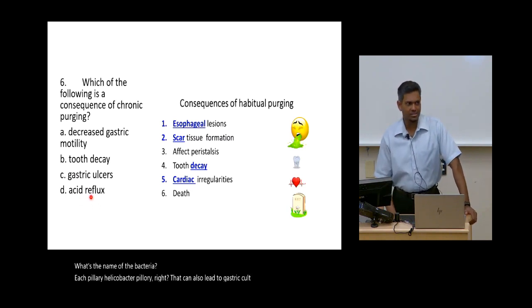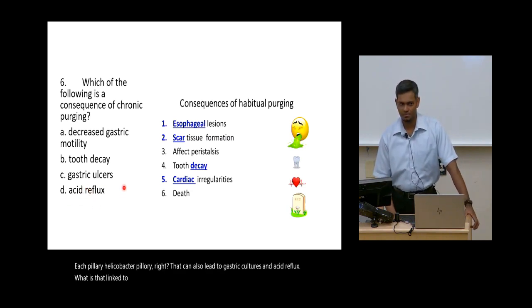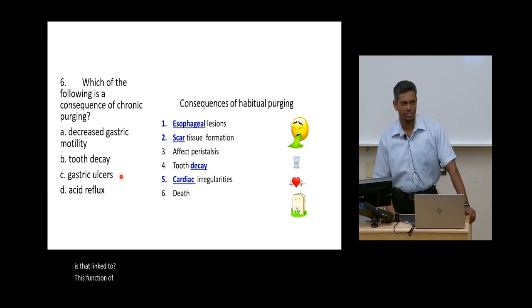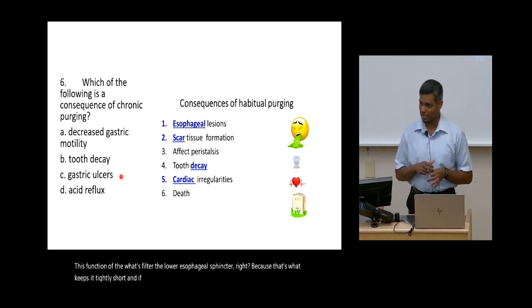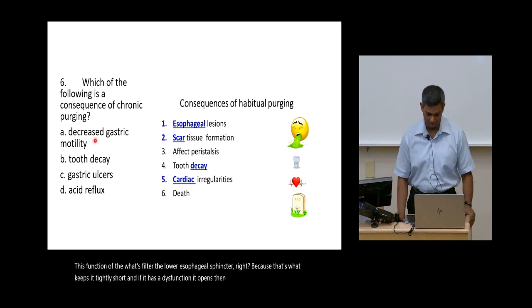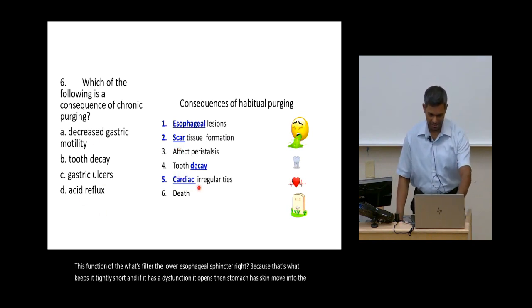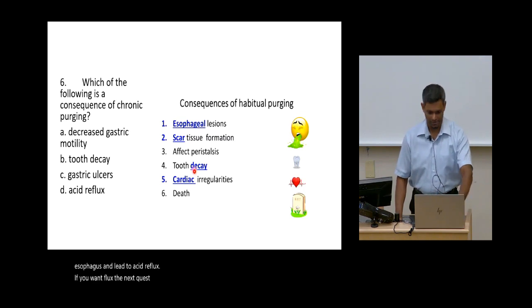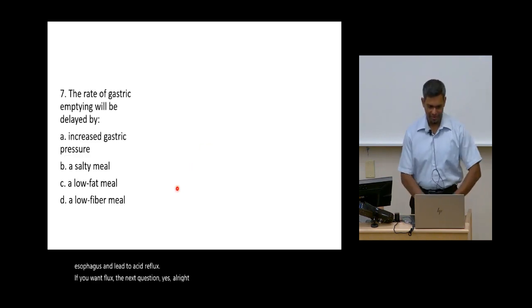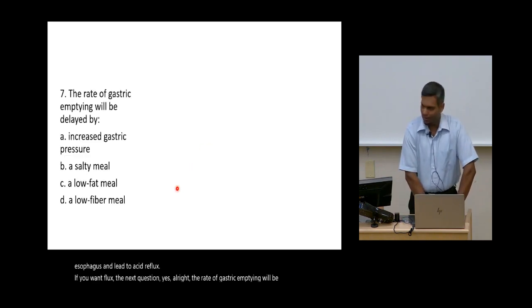And acid reflux, what is that linked to? Dysfunction of the what sphincter? The lower esophageal sphincter, right? Because that's what keeps it tightly shut, and if it has a dysfunction, it opens, then stomach acids can move into the esophagus and lead to acid reflux. Can we move on, folks, to the next question? Yes? All right. The rate of gastric emptying will be delayed by which of the following?